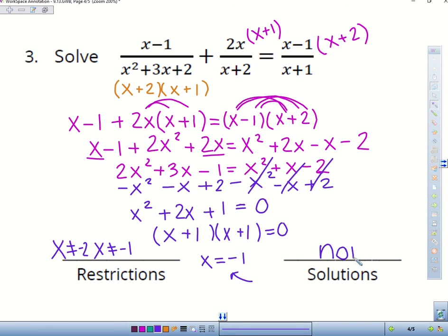No. So it's just a lot of solving, a lot of distributive property, a lot of all that stuff going on. Anyone have any questions about this? All right.